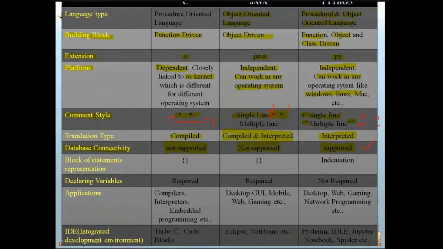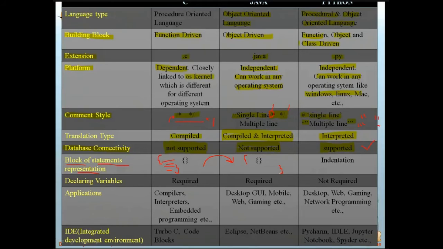Then coming to the next feature, that is block of statements representation. So how do you represent your block of statements? Call it as if, call it as for. Wherever you want your set of code to be represented, if it is C language, you put flower brackets, write your set of code lines in between and again end with the flower brackets. So the number of starting brackets should be equal to the number of ending brackets, and the same procedure is followed even for Java, where the block of statements is represented in flower brackets.